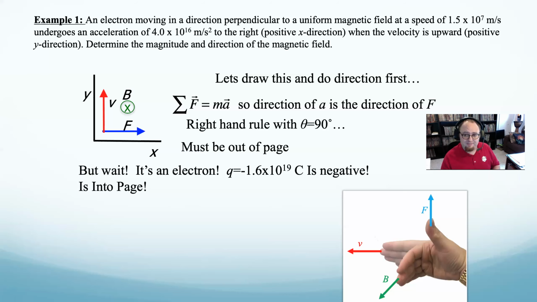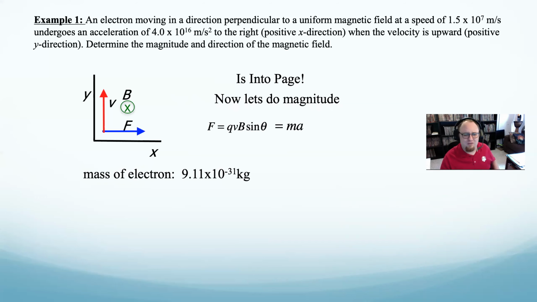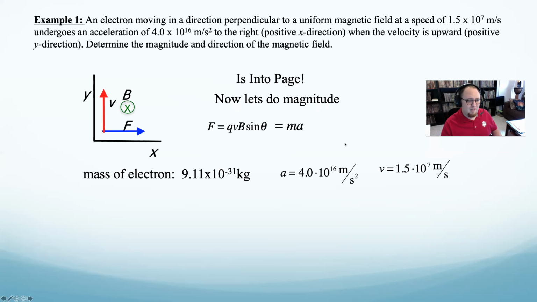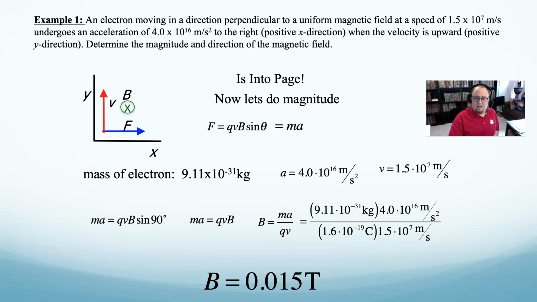Now I can get the magnitude. If I want to get the magnitude, F equals QVB sine theta. But F is also MA, because F is also always MA. So as long as I know the mass of an electron, which I'd give you if you need to know, and I gave A, and I know V, I could say F is MA is QVB sine theta. But they were 90 degrees apart, and the sine of 90 is 1. So the magnetic field is MA over QV. By plugging in a few numbers, I can get a value.